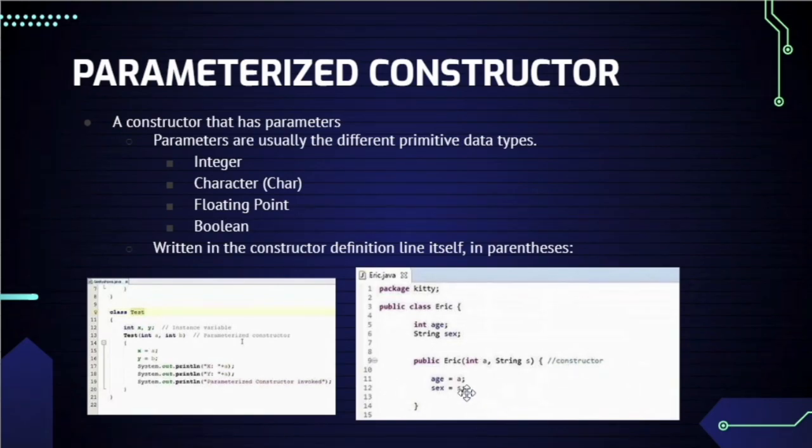As you can see here in the public Eric picture, there's an integer parameter and a string parameter, int A and String S. And a little bit smaller, the test constructor has two integers, A and B.